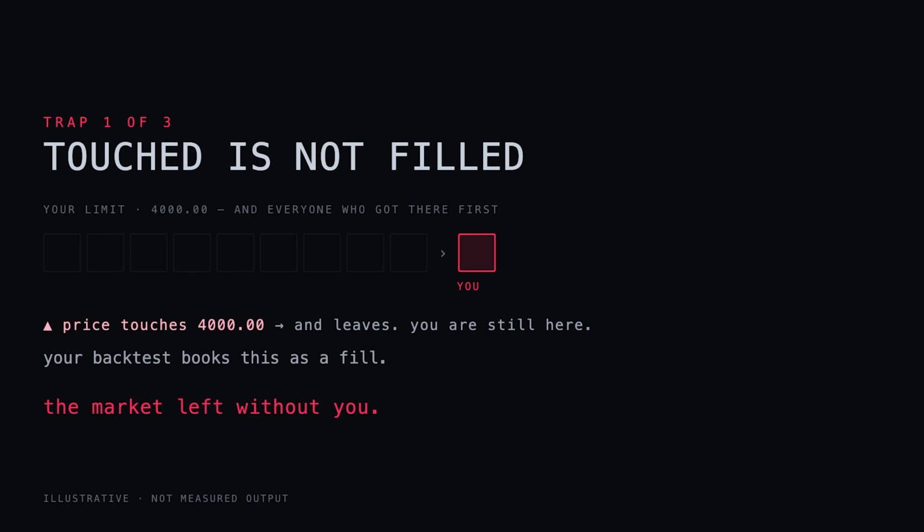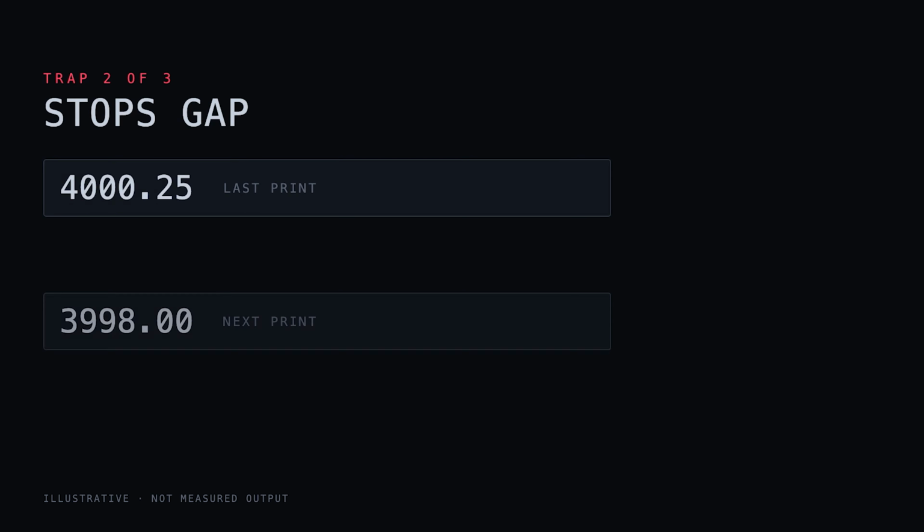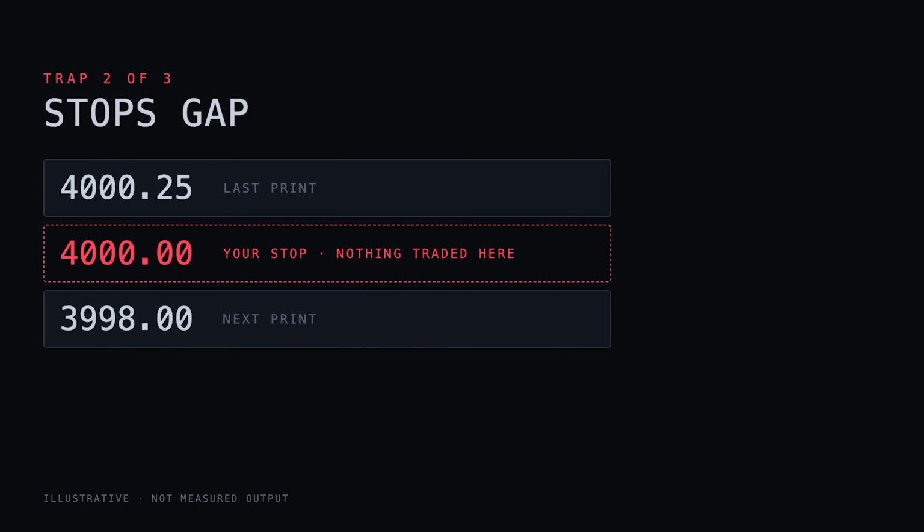2 is the stops gap. Say your stop is at 4,000. The last print before it is 4,000 and a quarter. And the next print after that is 3,998. Nothing ever traded at the number you have your stop at. Your backtest fills you there anyway because that's the number you typed. Reality fills you 2 points lower and those 2 points are yours.